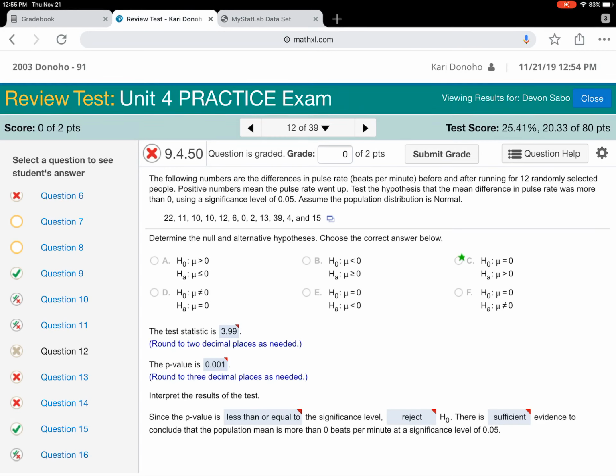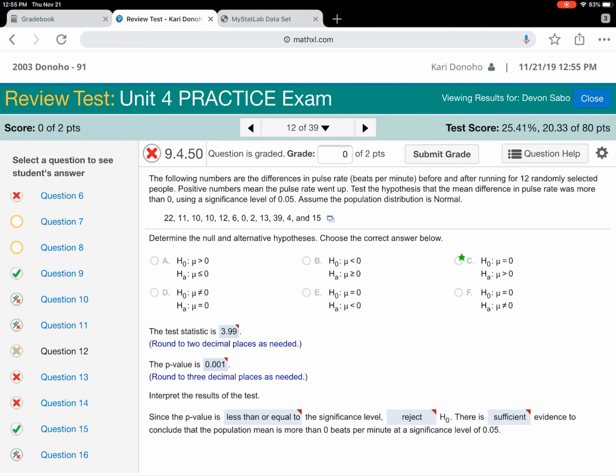Once you get that t-stat and that p-value, you use that p-value to determine your conclusion. In this case, since it comes out less than the significance level of 0.05, we always reject the null in those cases. And that means there's sufficient evidence to go with the alternate hypothesis. So we're going to go with the alternate that you chose, which is that the mean is actually greater than 0.